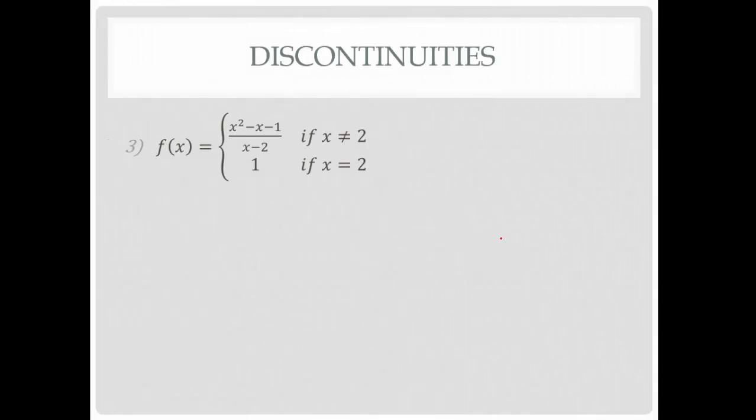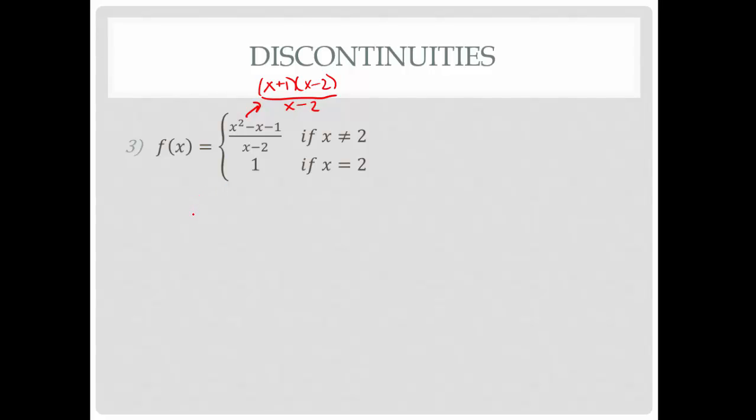Okay, let's take a look at another one. If we look at the function f of x equals x squared minus x minus 1 over x minus 2 if x doesn't equal 2, and f of x equals 1 if x is equal to 2. So the top piece should look very familiar. That's out of example 1. So because we've already done this, I think I can safely recall that that is x plus 1 times x minus 2 over x minus 2. That's from the first example.